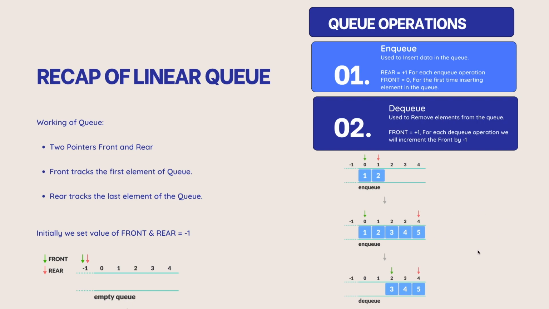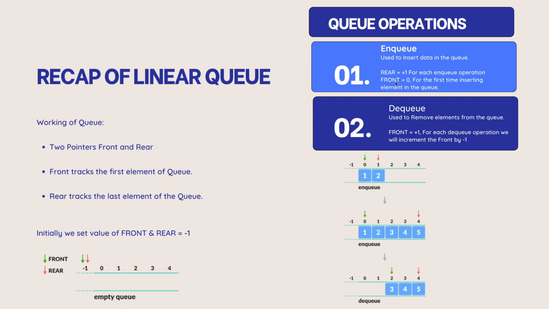Now if I want to remove any element from this queue, then we have to use the dequeue operation. Basically, the enqueue operation is used to insert an element inside the queue and the dequeue operation is used to remove an element from the queue. For the dequeue operation, we increment our front by 1. As you can see here, we have removed, or dequeued, two elements and we have just increased our front. You must remember, whenever you insert the very first element, you have to initialize your front to 0 and increase your rear by 1.